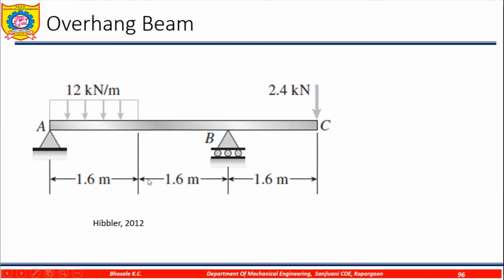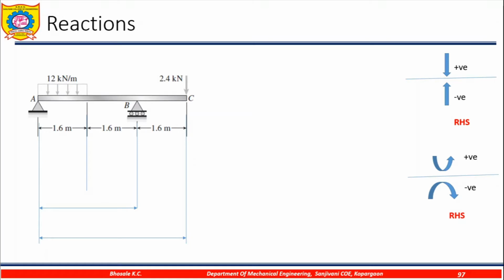For this case, we have to first find the reactions, then the shear force diagram and bending moment diagram, and then the maximum bending moment and the point of inflection. To find the reactions, we have taken the sign convention: loads going downward are taken as positive, and reactions in the upward direction are taken as negative.